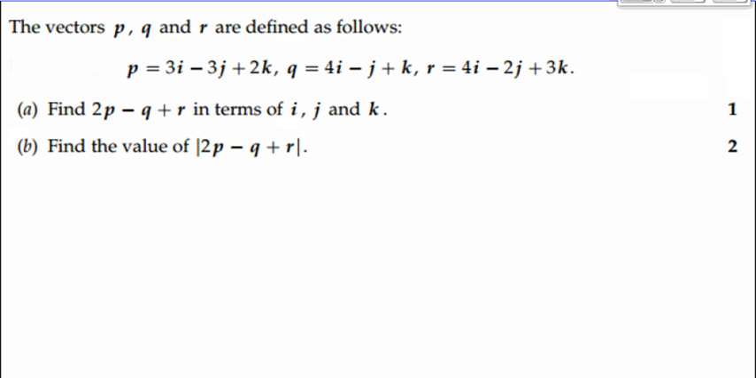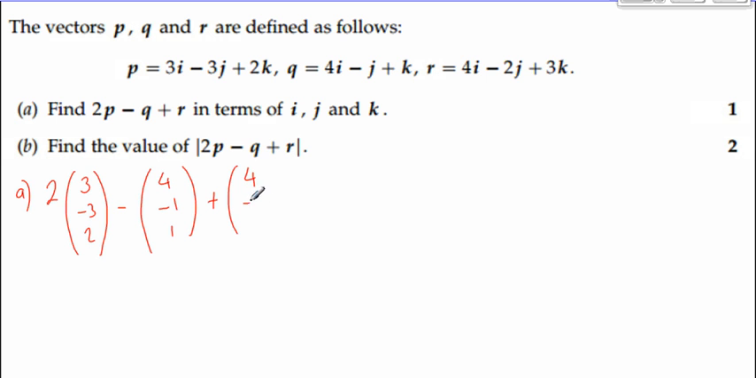Question 2 here, the vectors P, Q, and R are defined as follows. Using the basis vectors i, j, and k, find 2p minus q plus r in terms of i, j, and k. Personally, I prefer working with these vectors in columns. So 2p really means 2 times (3, -3, 2). Take away q, that really means (4, -1, 1). And then add r, which is (4, -2, 3).